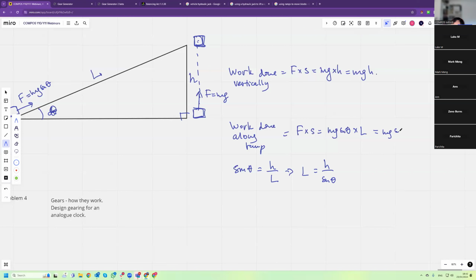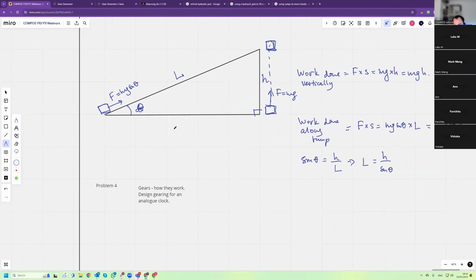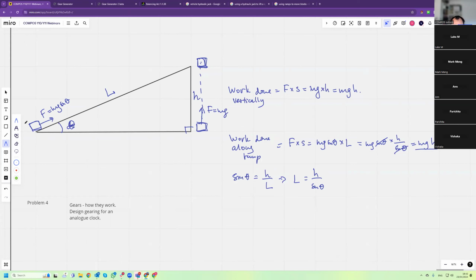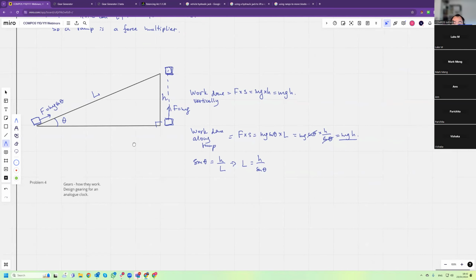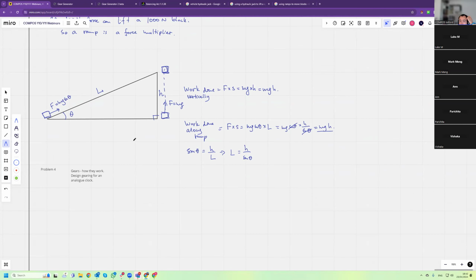So it's mg sine theta multiplied by h over sine theta. And surprise, surprise, the work done is mgh as well. So with no friction, the work done along the ramp is still mgh. You use a smaller force, but for a longer distance, and it turns out that the work you do in both cases is mgh. So once again, you win in force, you lose in distance. The work done is the same. Okay. Any questions?